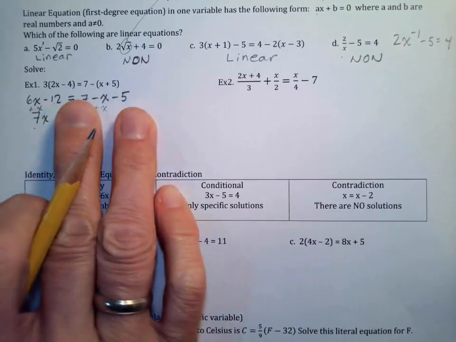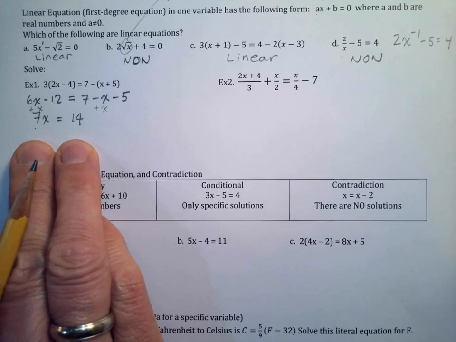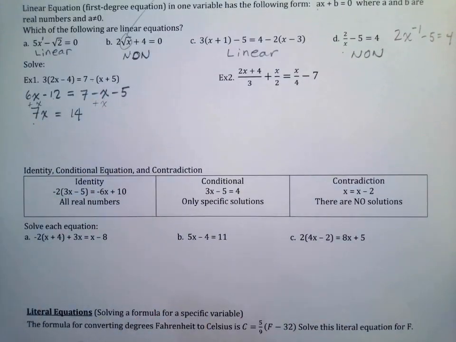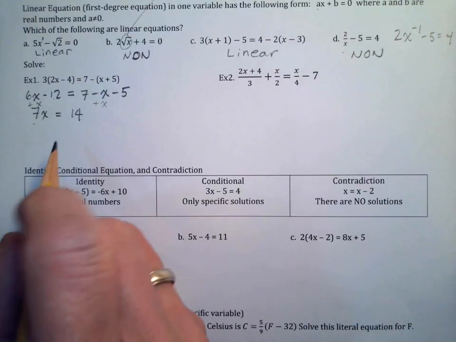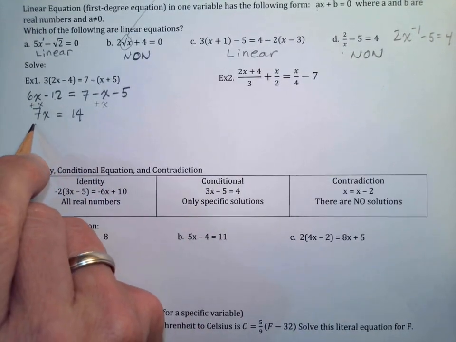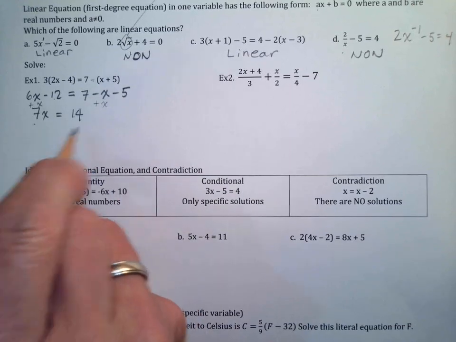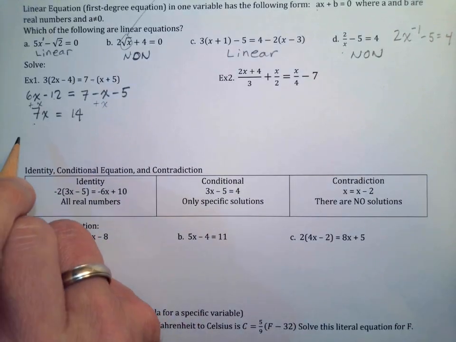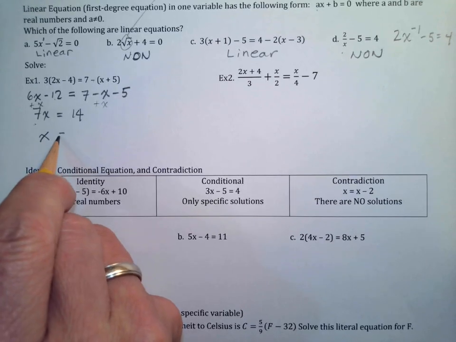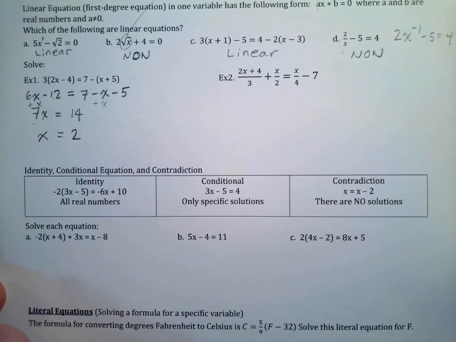So you should be able to do some of that movement in your head instead of writing out every little step. As we get into more and more complicated mathematics, we want to be able to do some of these things in our head. And then I divide both sides by 7. And again, I'm not going to say divide by 7, divide by 7. I'm going to do that in my head. So I'm going to divide both sides by 7. And so that just gives me x equals 2.